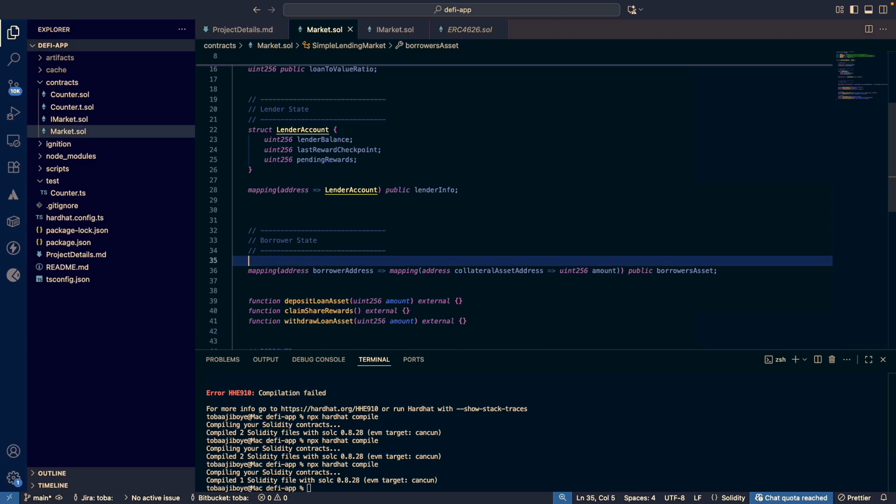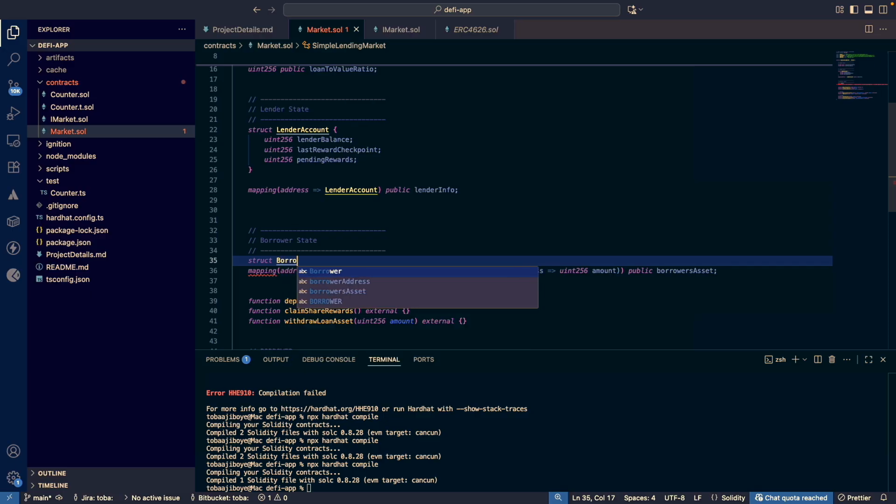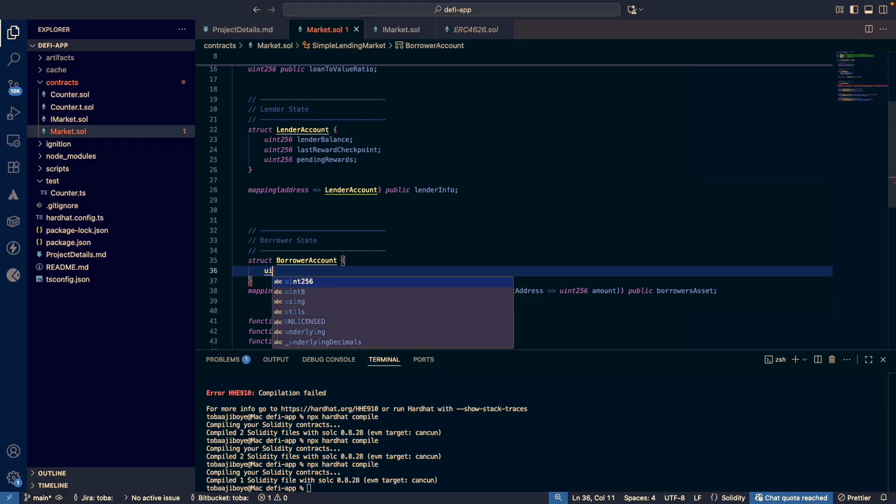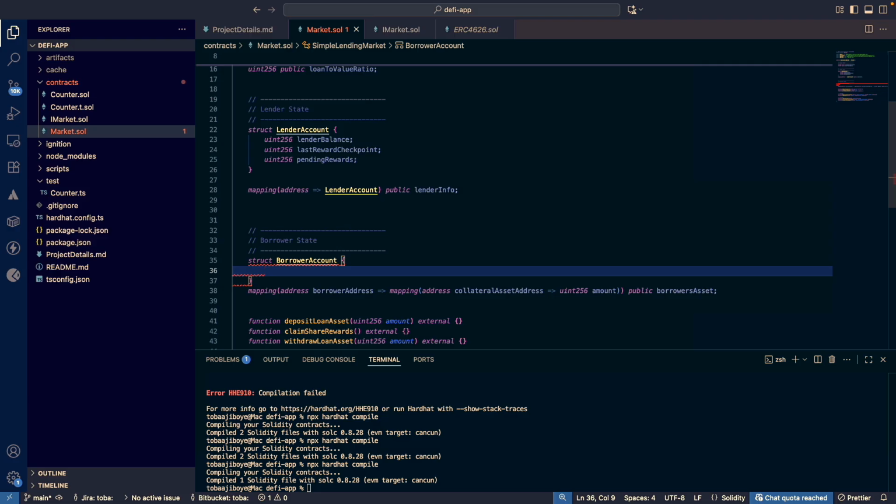So let's think through what the structure looks like, okay? So let's say borrower account, okay? Let's look at some things that it should have. And it's not just borrower account, there's also a loan. There's going to be one for a loan as well, but let's address borrower first. So within our borrower account, we can actually make it interesting in the sense that we can move this mapping into our borrower account.